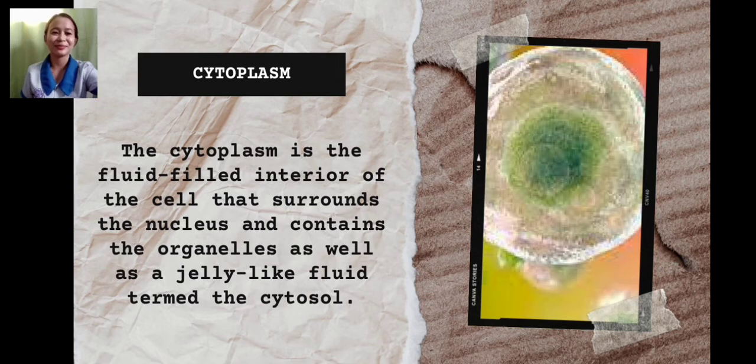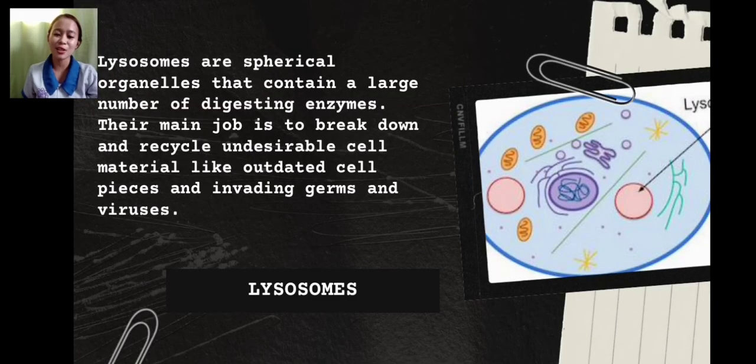So the next one is the lysosomes. Lysosomes are spherical organelles that contain a large number of digesting enzymes. These are essentially bags of enzymes. And their job is to break down and recycle undesirable cell material like outdated cell pieces and invading germs and viruses.